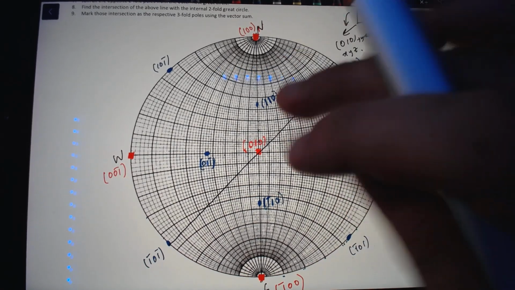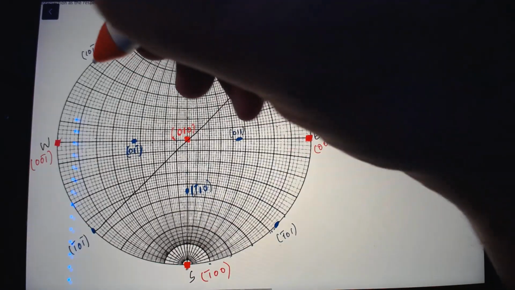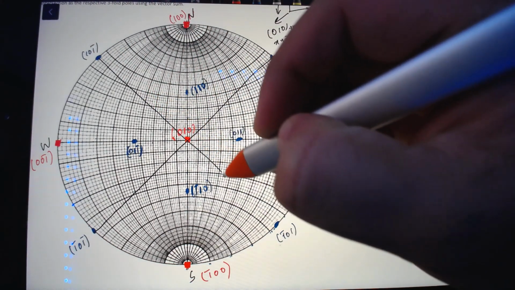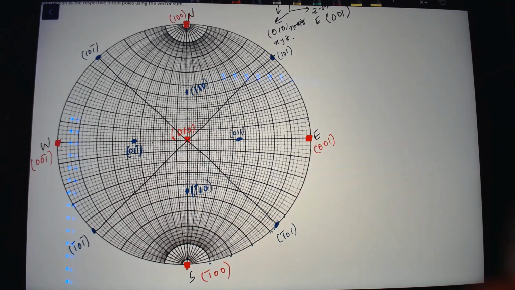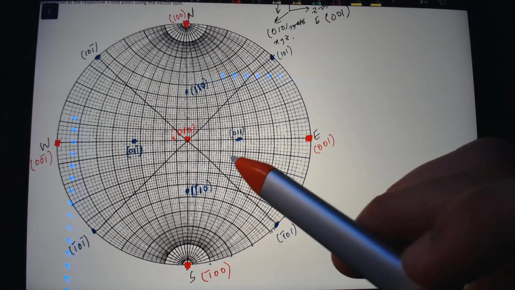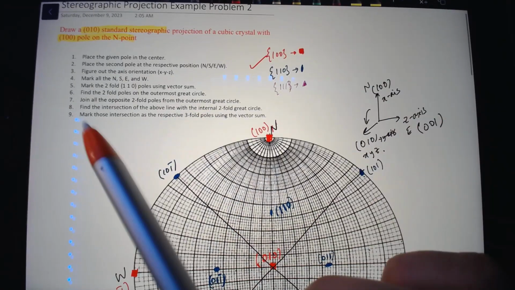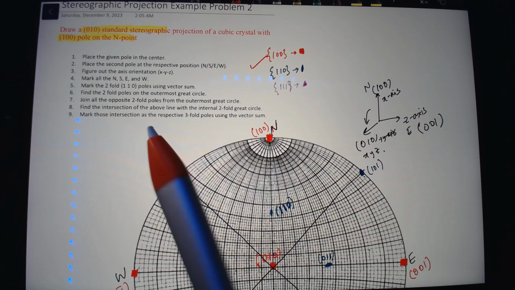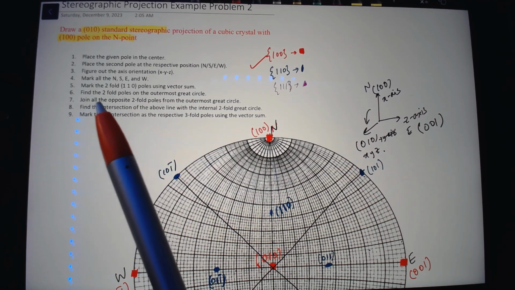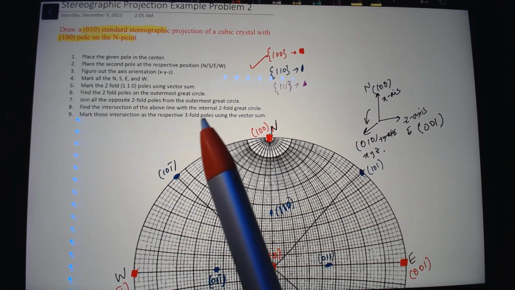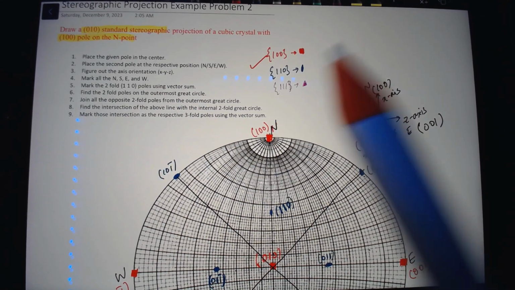And this would be one of the lines, and then the other line would be something like this. Perfect. So once you have these two lines, now the next step that we talked about, again, I would highly recommend noting down these steps, because you can just follow them along and you'll be able to fill up the entire projection. So we joined all the opposite two-fold planes. Step number 8 is mark the intersection of the above line with the internal two-fold great circle.